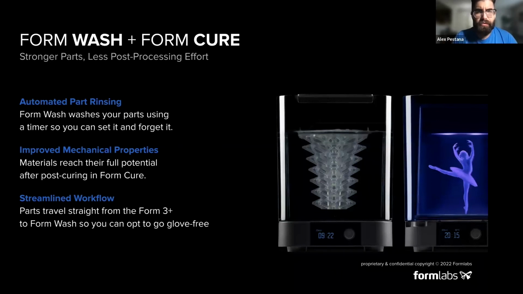Typically most of our resins will wash for about 10 minutes. Some are a little bit more, some are a little bit less. It really just depends on the resin, but generally we'll call it 10 minutes. And then Form Cure is the same thing. We have preset functions for all of our resins, our whole resin library. Pick the resin that you're currently printing with, and it runs its cure cycle. We use a mixture of heat and UV to cure parts, and that can range anywhere between 10-15 minutes up to like an hour. Again, that's really dependent on the resin that you're using.